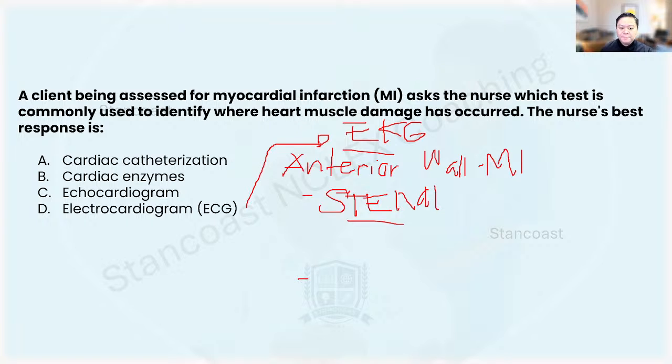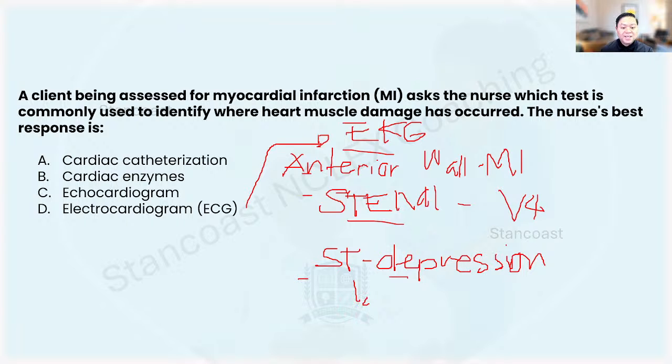So, anterior wall MI, ST segment elevation. Okay, and this is going to be seen in lead V4, in the anteroseptal type of leads. However, if you see ST depression, and we are still talking about the anterior wall MI, we have not migrated to another site yet, this is going to be seen in leads 2, lead 3, and lead AVF.